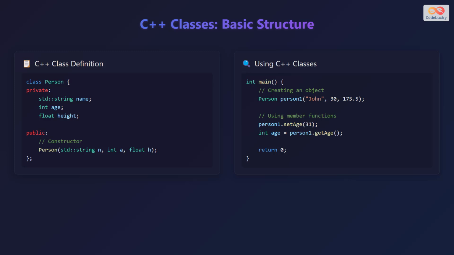On the right, you see how to use C++ classes. Inside the main function, an object named person1 of type person is created using the constructor, passing in the name John, age 30, and height 175.5. Subsequently, the member functions setAge and getAge are used to modify and retrieve the age of person1.